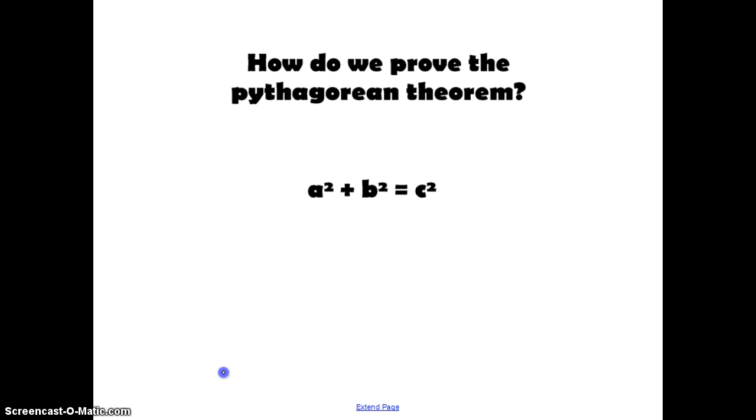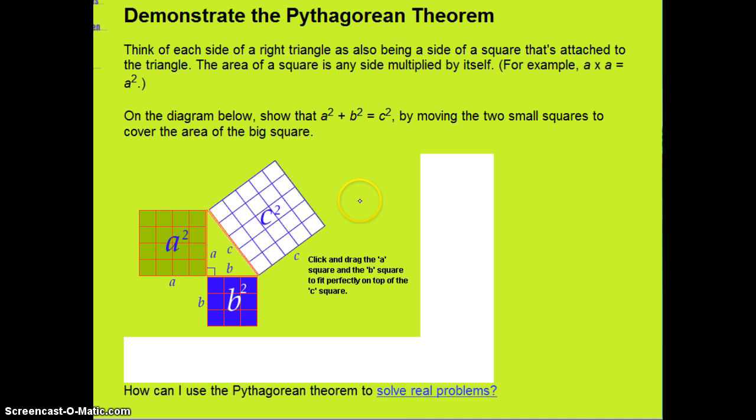When we talk about proving the Pythagorean theorem, there's a website that we're going to use to help us visually understand what we're talking about. This website is going to help us demonstrate the Pythagorean theorem. It says to think of each side of a right triangle as also being a side of a square that's attached to the triangle. The area of a square is any side multiplied by itself. In the diagram below, we're going to show that a squared plus b squared equals c squared by moving the smaller squares to cover the area of the big square.